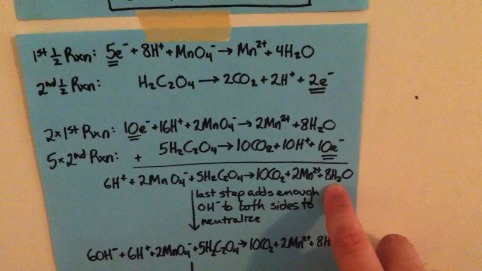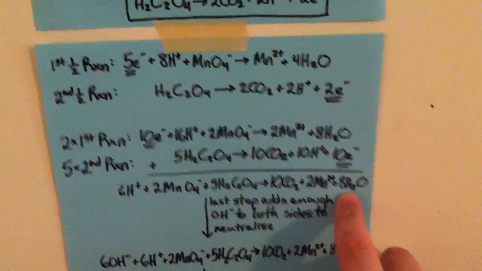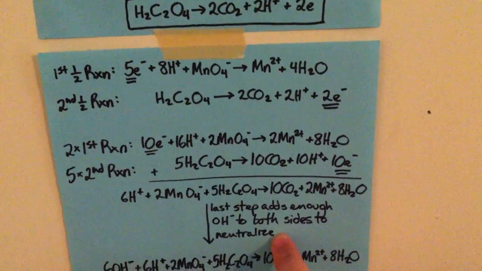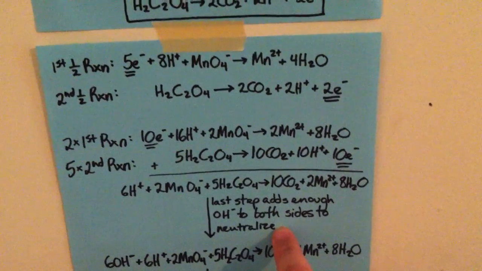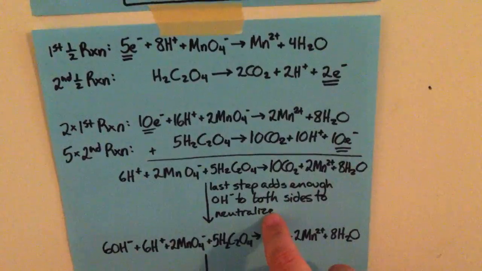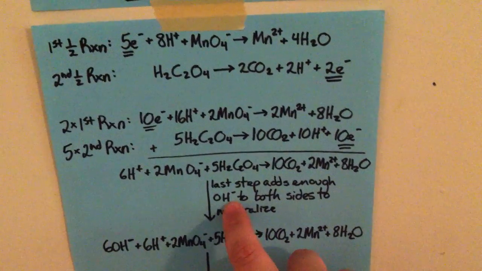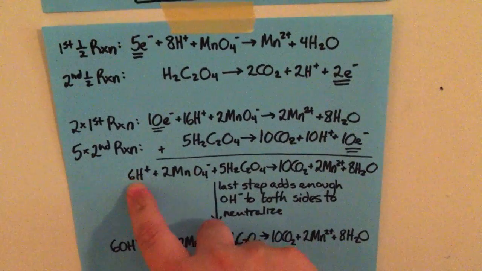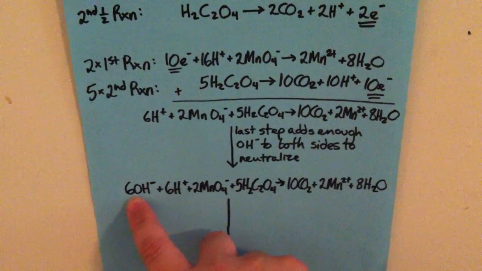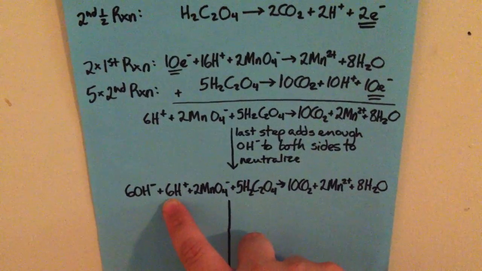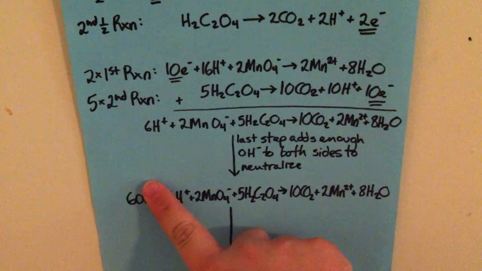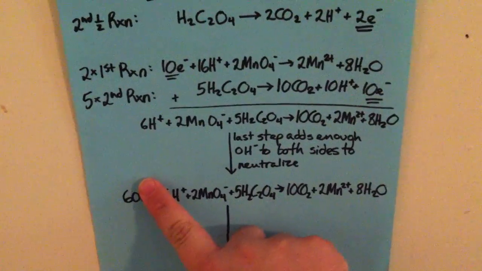But this problem was a little odd. We balanced all of these with respect to balancing in acidic solution. But this problem specified balance in a pH of 14 or a basic solution. So I need to add just enough hydroxide to neutralize my H+. So if I add 6 OH minus to 6 H plus, I can neutralize those and make 6 waters.